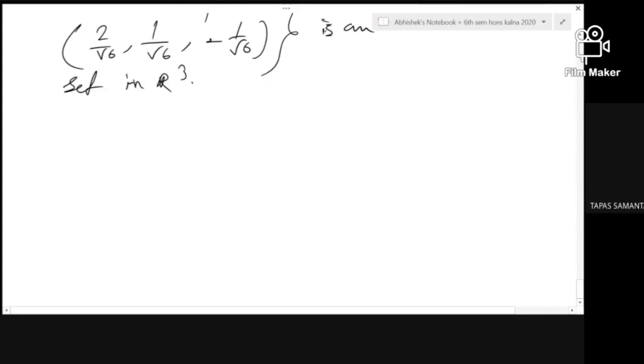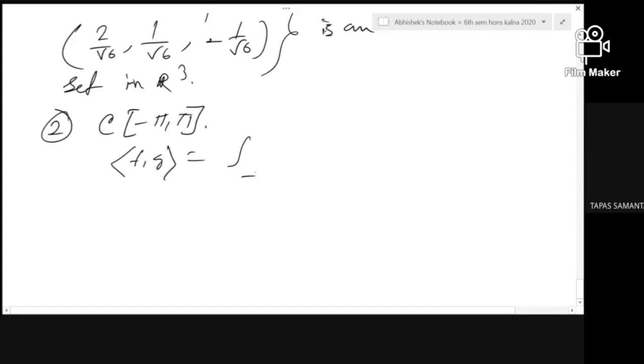Now, if you consider the vector space C[minus pi, pi], that is, the set of all complex valued continuous functions defined on the closed interval minus pi to pi, equipped with the inner product of f and g, which is the integral from minus pi to pi of f(t) g(t) bar dt, we all know that this defines an inner product on C[minus pi, pi].